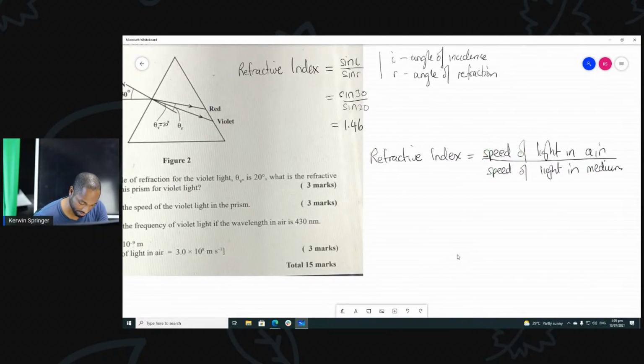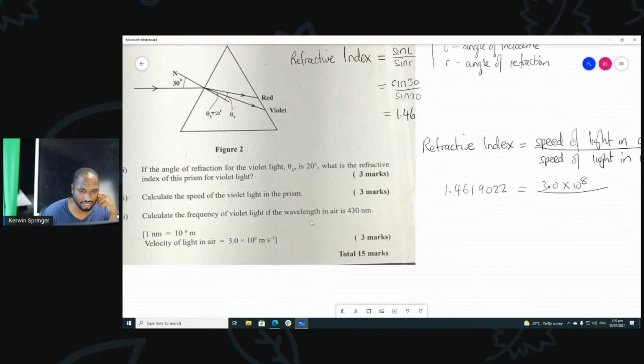It's equal to, remember the refractive index was, I'll use the accurate answer, 1.4619022. That's more accurate. And the speed of light in air was 3.0 times 10 to the power of 8. So the speed of light in the medium, that was what we're trying to find, right? The speed of the violet light in the medium. Calculate the speed of violet light in the prism, right?